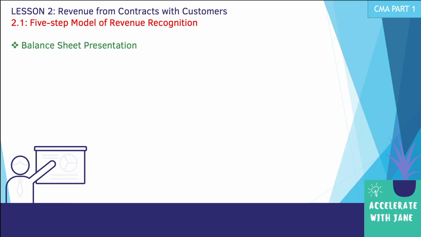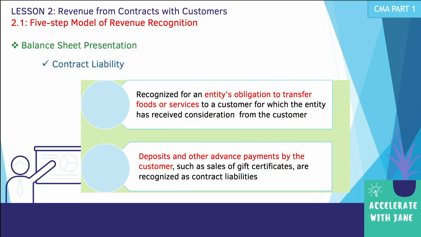Now let's proceed to the balance sheet presentations. We have here contract liability. Contract liability is recognized for an entity's obligation to transfer goods or services to a customer for which the entity has received consideration from the customer. So for example, if a customer has already paid the seller and the goods or services have not yet been delivered, therefore the seller has the obligation to transfer goods or services, and this should form part of the contract liability of a seller to the customer. For example, deposits and other advance payments by the customers, such as sales of gift certificates and other items.